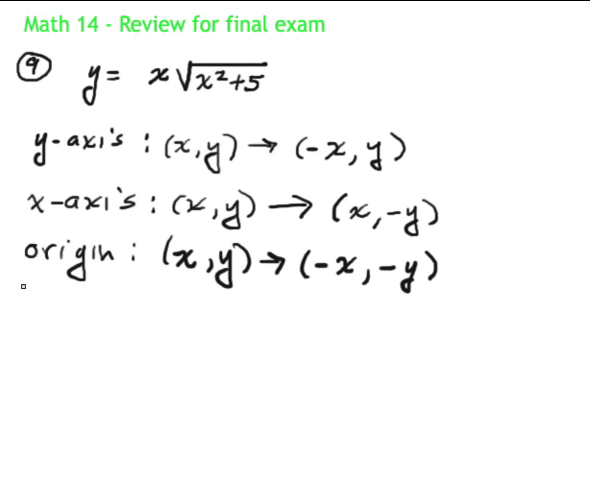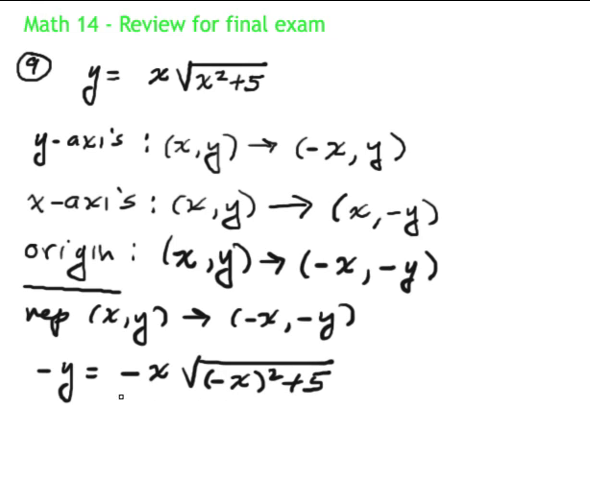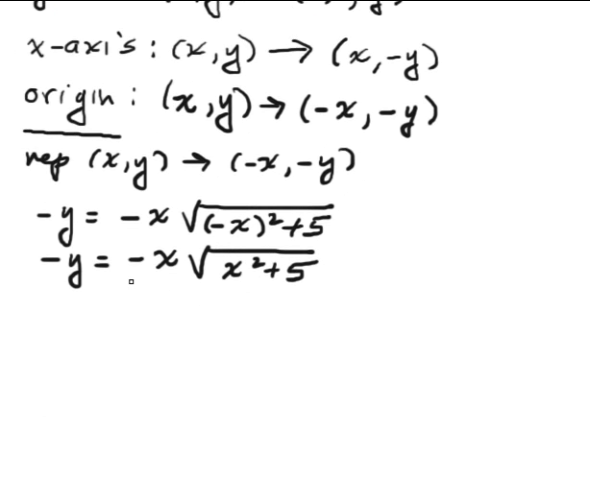So let's see that. We're going to replace (x, y) with (minus x, minus y). So that would be minus y is equal to minus x times the square root of minus x squared plus 5. And just simplify this a little bit. So we have minus y, minus x, and here we have x squared plus 5. All right, if we multiply both sides by minus 1, we get y is equal to x times the square root of x squared plus 5.